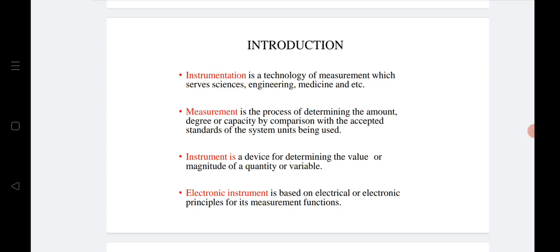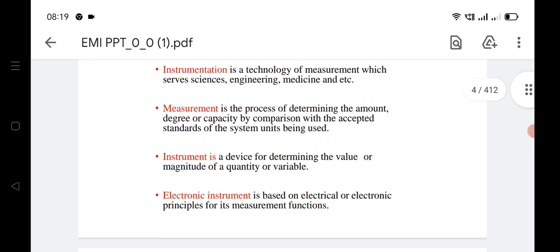Instrumentation is a technology of measurement which serves sciences, engineering, medicines and etc. So what is instrumentation? It is nothing but a measurement. By using instrumentation only we are going to have measurements of various different quantities. So those quantities can be linked with your science, or with your engineering, or with your medicines.